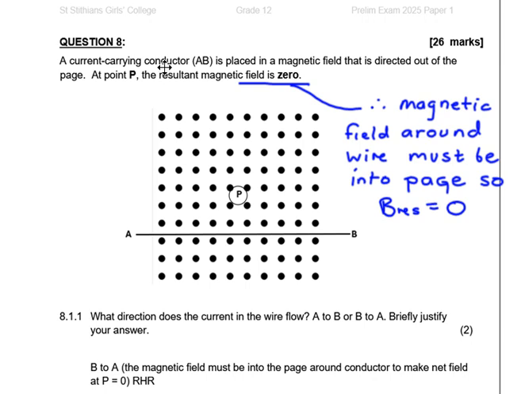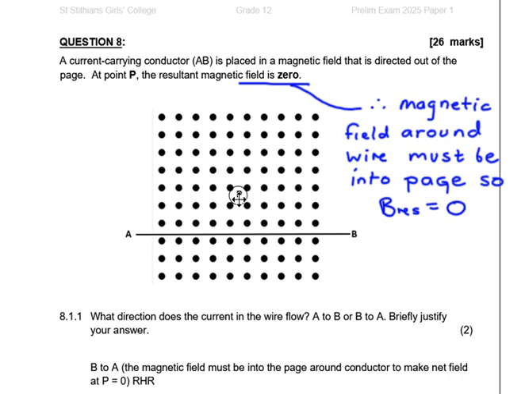A current carrying conductor, AB, is placed in a magnetic field. So this magnetic field exists, and we see that it is directed out of the page because it's a dot. If it was directed into the page, it would obviously be a cross. At point P, the resultant magnetic field is 0.